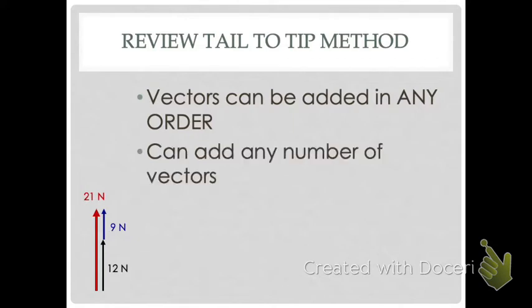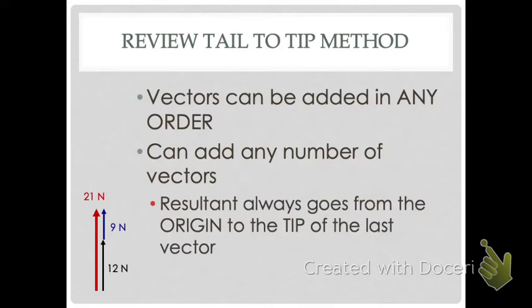Vectors can be added in any order. You can add any number of vectors, but we know that the resultant vector is always the sum, right? The resultant vector is the sum total of all of the vectors that we added together. And it always goes from the origin to the tip of the last vector. Okay, so for this example that's given over here, here's the origin. We went 12 newtons north, then 9 newtons. And so my resultant vector is the red one. It's showing us our overall sum of our vectors.